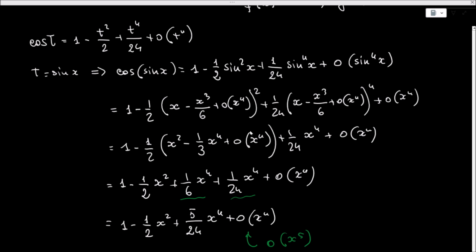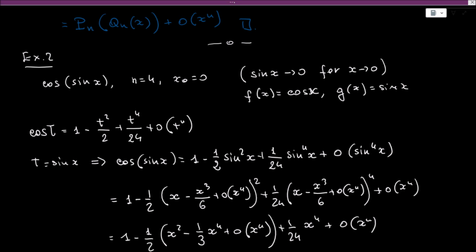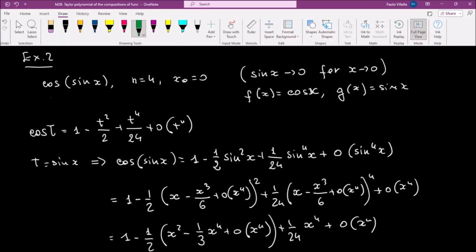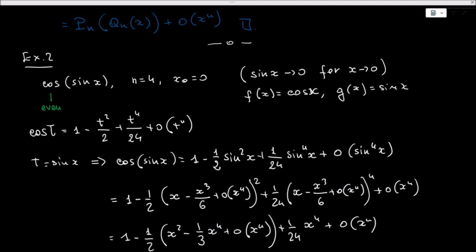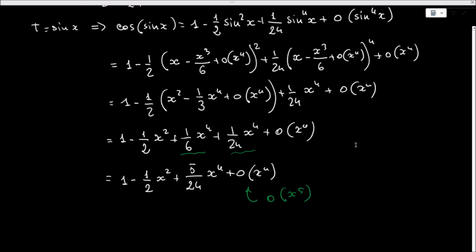Remember what we said when studying the composition of functions. Because cosine of x is an even function, well, then also the entire function cosine of sine of x is an even function, so it will only contain even powers of x. So the next term is going to be x to the 6th, so we can say that little o of x to the 4 can be replaced by little o of x to the 5.